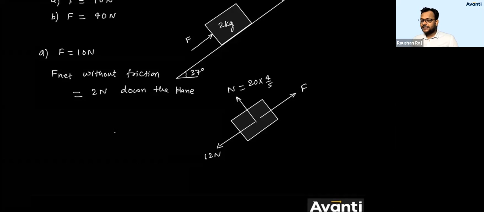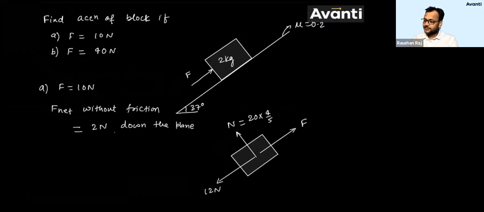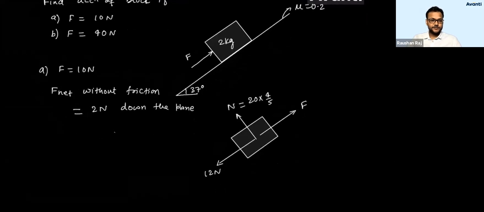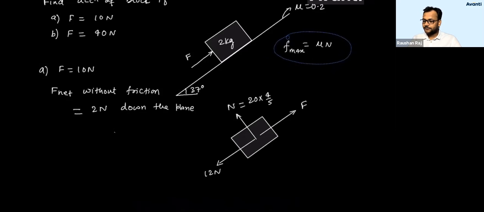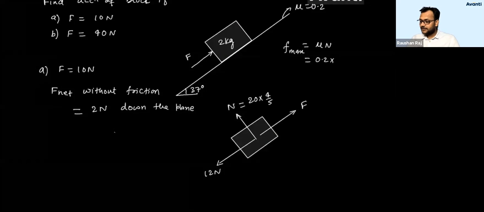Achha. What is the maximum friction value? What is the maximum friction that can be experienced by the block? F max is nothing but mu into N. What is the value of mu? 0.2. What is the value of N? That is 16. So what is the value of F max? 3.2 Newton.